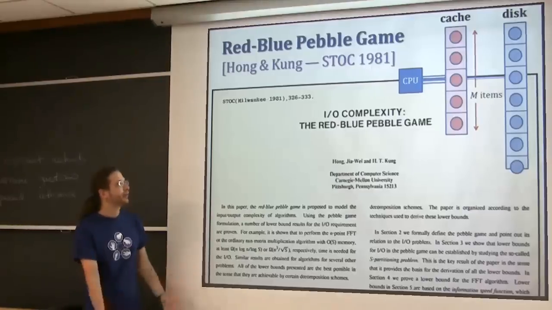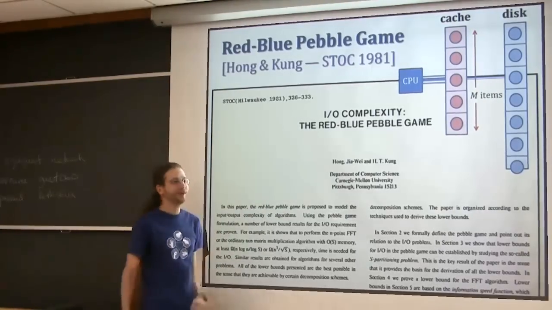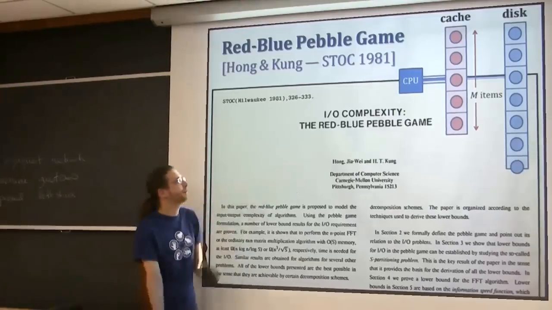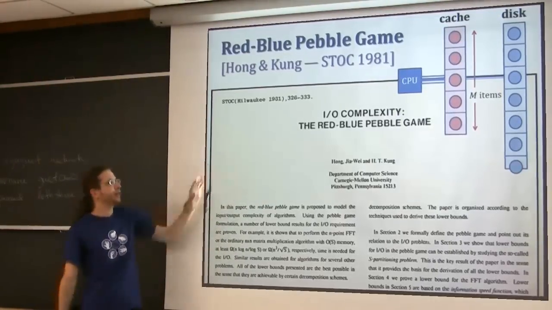Next chapter in this story is 1981. It's a good year, it's when I was born. And this is Hong and Kung's paper. You've probably heard about the red-blue pebble game.